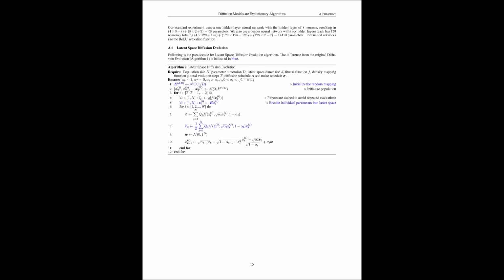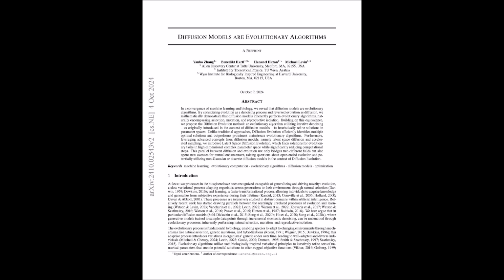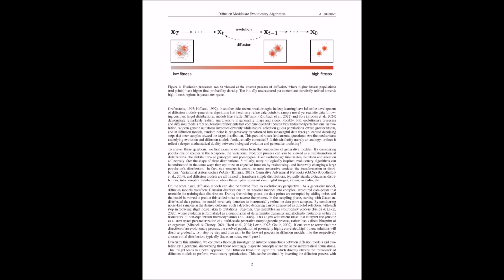Just as a diffusion model generates a realistic image from random noise, evolution could be viewed as generating well-adapted organisms from the noise of random mutations. The researchers even coined a term for it, diffusion evolution. Diffusion evolution. Okay, now you've got my full attention. Did they actually build an algorithm based on this connection? They did, and the results are promising.